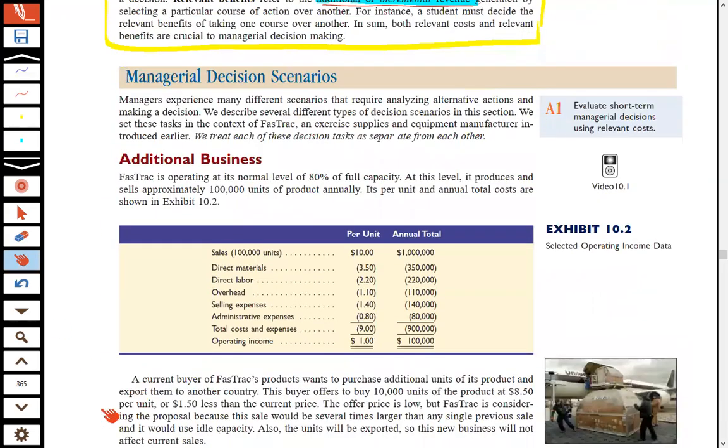Done? Any issues? No. Okay, now managerial decision scenarios.